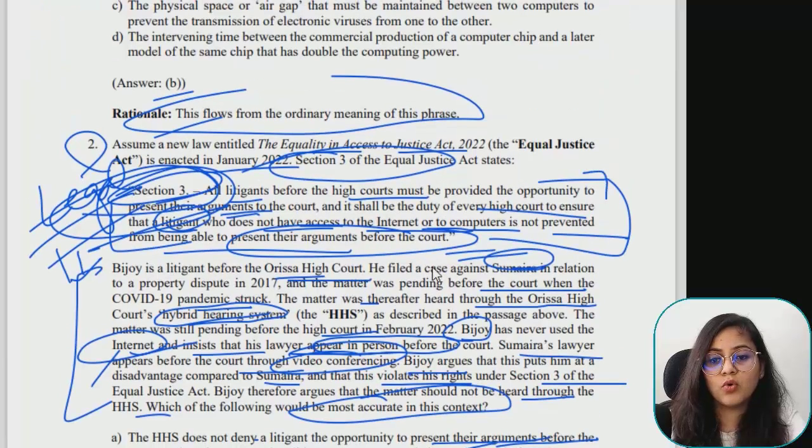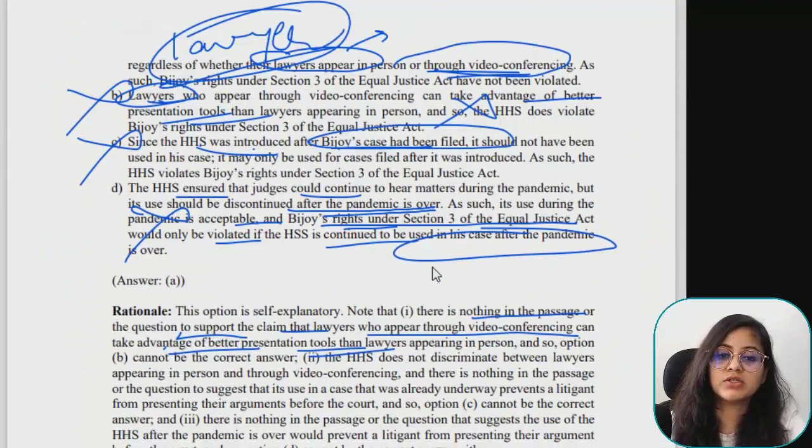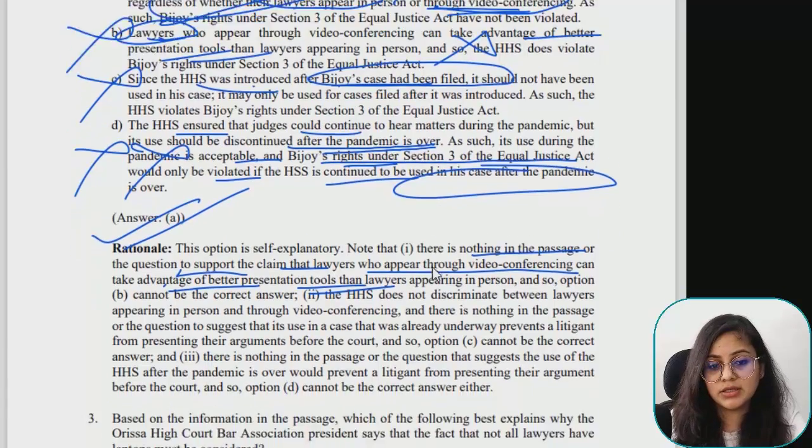Here, if you will go by the law, it does not anywhere speak of the pandemic. Here it is being said that it is an opportunity that is being given so that people can use internet to present their argument. So this also will not be the answer. Option A is the correct answer here.